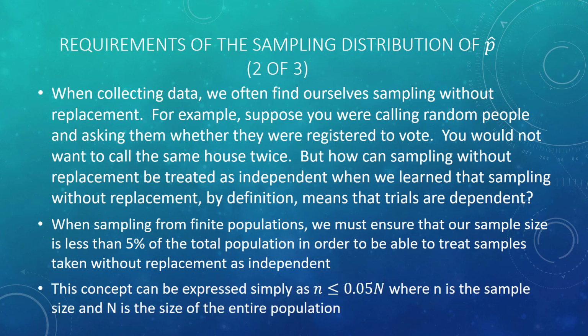So we can write this mathematically by saying small or lowercase n is less than or equal to 5% of capital N, where the lowercase or small n is the sample size and the large N or the capital N is the size of the entire population.